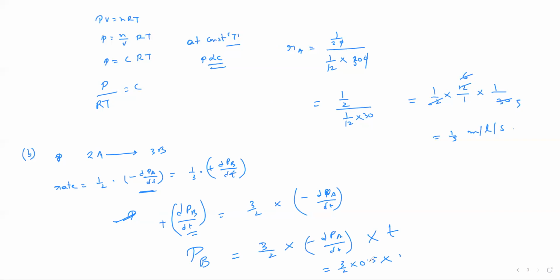Just a minute, 5 by 10. Maybe there is a mistake. Just a minute. Okay, this one: how can you find the rate of A? Rate of A equals 3 by 2 into 1 by 20, where 1 by 20 is the rate of B.